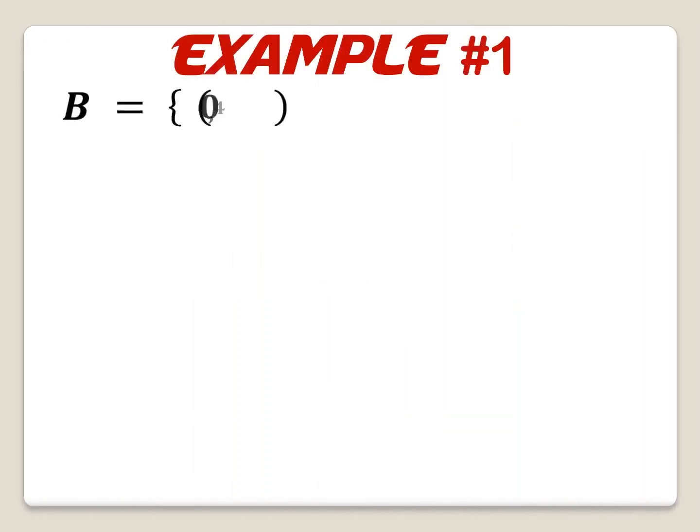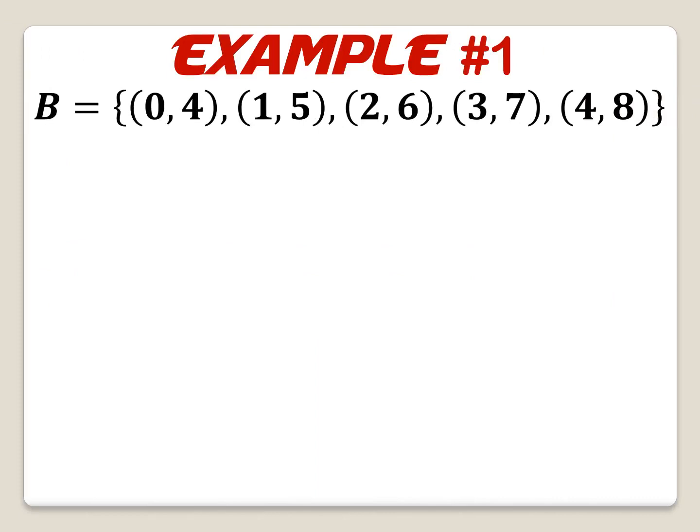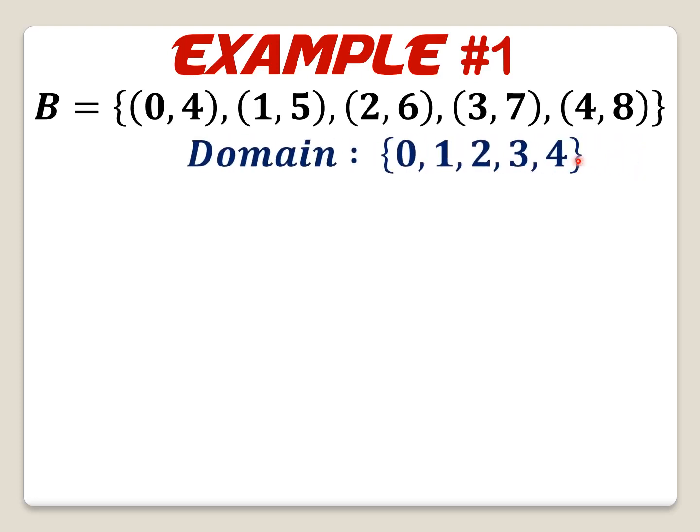Let's have this example. Let set B be this set of ordered pairs. You will notice that this one is a function because no x coordinate is being repeated, and it is also a one-to-one function. If we get the domain of this, the domain are simply the x coordinates. So you will have 0, 1, 2, 3, and 4. And your range is the set of all y coordinates. So you will have 4, 5, 6, 7, and 8.